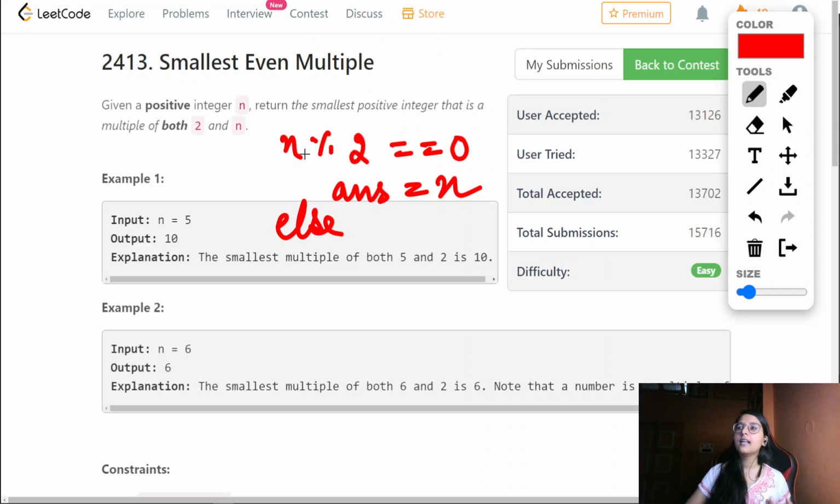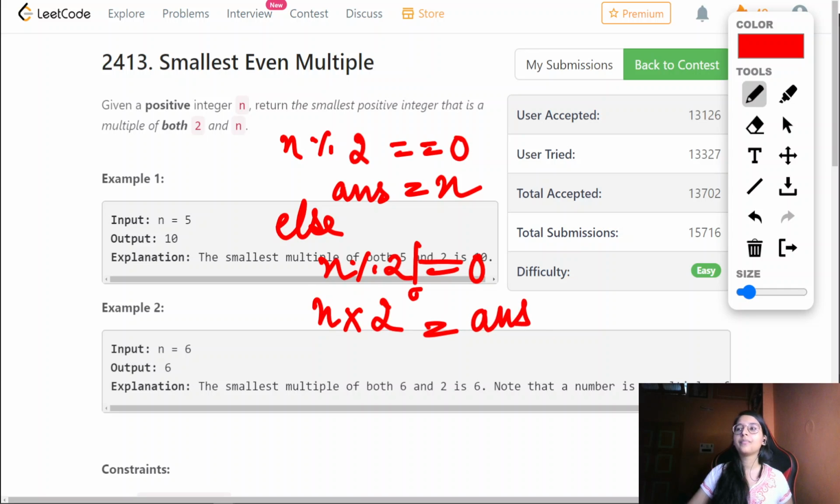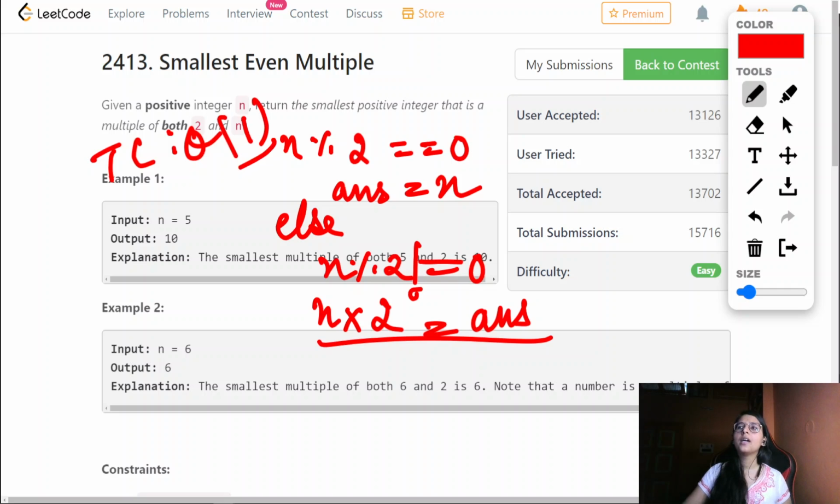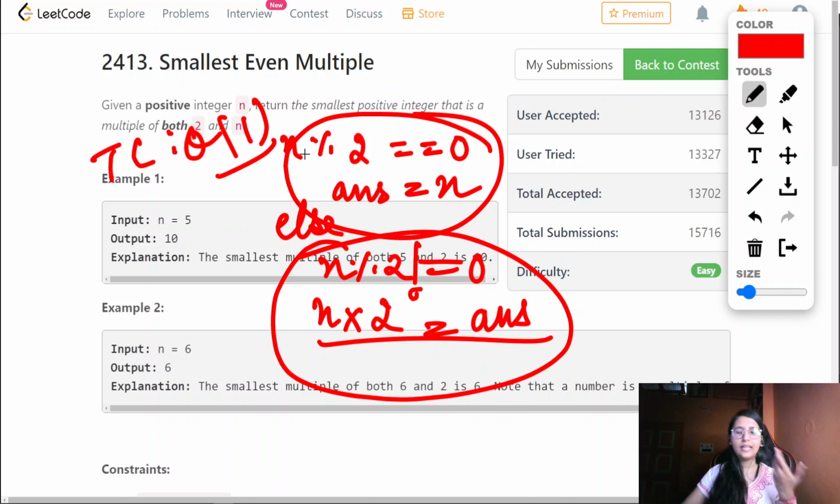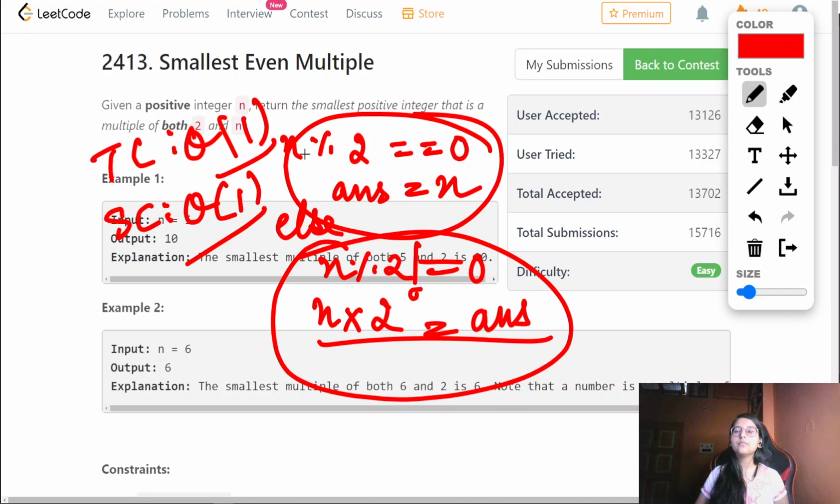Else if n modulo 2 is not equal to 0, that is, the number is not a multiple of 2, then surely we are required to multiply both of them and get our answer. So this is the only context of this particular question. It is a simple mathematical question and the time complexity is directly order of 1, because all we are doing is this part or this part. So the space complexity is again order of 1. So that's how we are required to do this question.